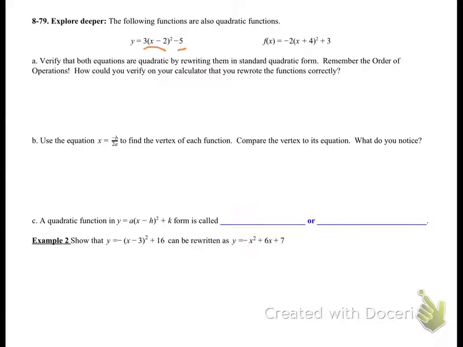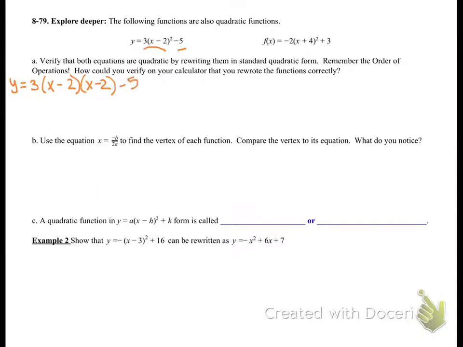It says, verify that these can both be written as quadratics. I'm going to do what I just did. It reminds me to do the order of operations first, so you cannot distribute that 3 in until you've rewritten this. Uh-oh, it's not 3 minus 2, it's x minus 2. X minus 2, x minus 2, because that's x minus 2 squared, and then minus 5.